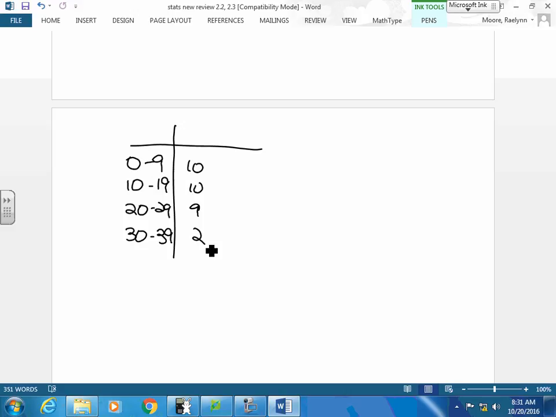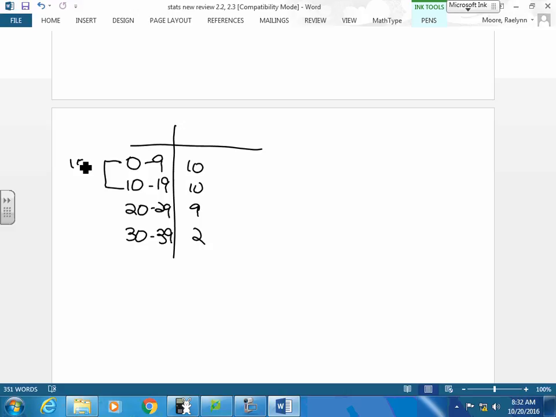What's the class width for this table? 10. Class width goes from the first entry to the second entry, 10. It does go from 0 to 9. Count them on your fingers. 0, 1, 2, 3, 4, 5, 6, 7, 8, 9. There's 10. When we do it that way, you have to subtract and add 1.